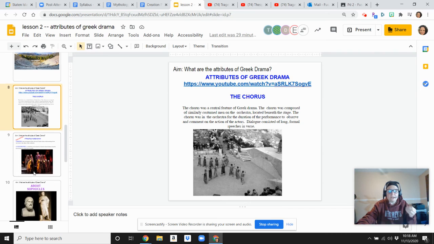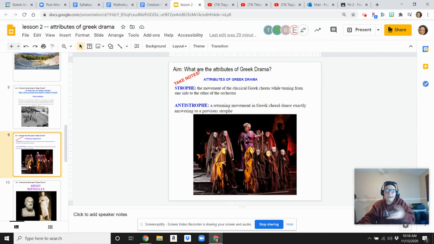And then the chorus was often subdivided into strophe and antistrophe. So strophe is the musical movement of the classical Greek chorus while turning from one side to the other of the orchestra, and then the antistrophe would be the other returning way. For example, the strophe might move to the right because you're showing one perspective, and then the antistrophe would physically move to the left because you're showing the other perspective. This was a main aspect of Greek drama, and that's how the chorus would show division within themselves. So maybe they had differing opinions, and that was part of the dialogue.